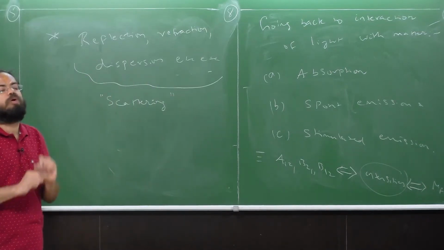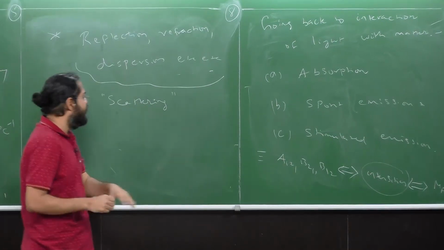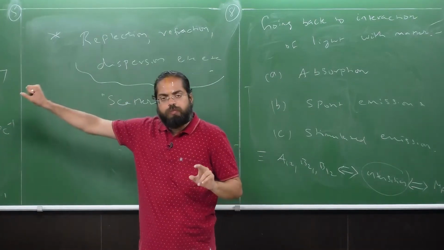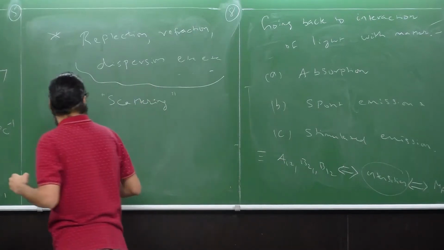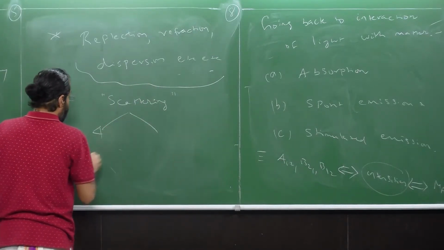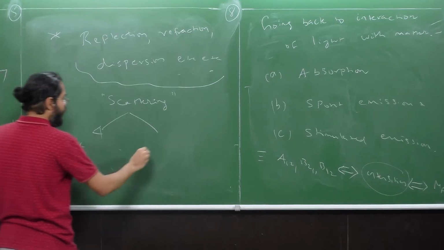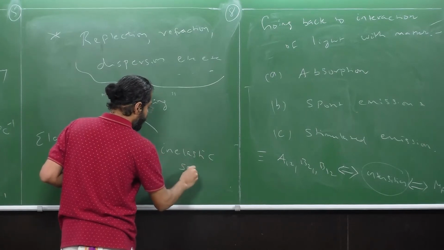This is extremely important in astrochemistry. We may not go into excruciating details of light scattering, but we should just know that there are two types of scattering which are relevant to astrochemistry: elastic scattering and inelastic scattering.